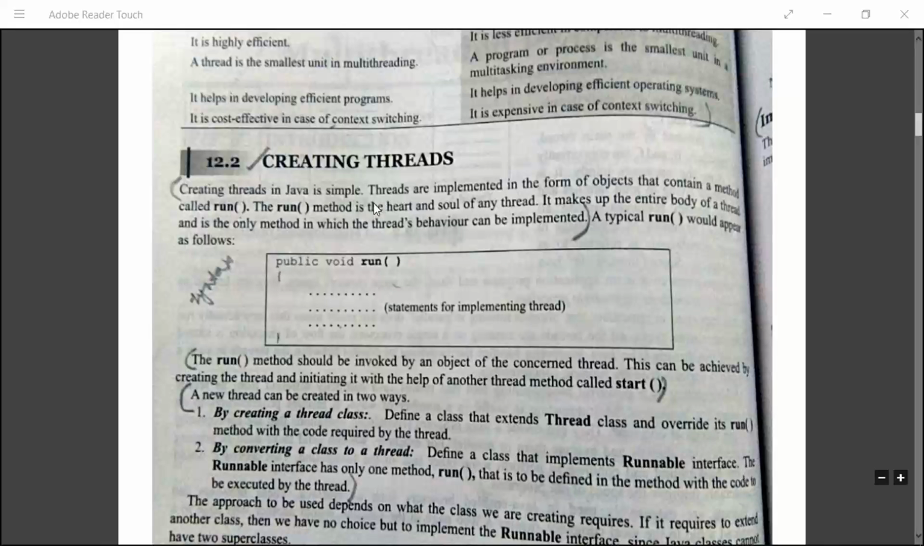See how these threads are implemented. They are implemented in the form of objects that contain a method called run. So the threads are given life as objects. How? From a class, by creating instances of the classes, right? So the main thing which these objects should contain is a run method.